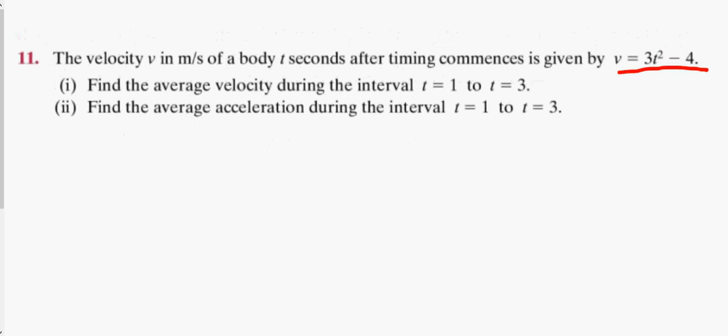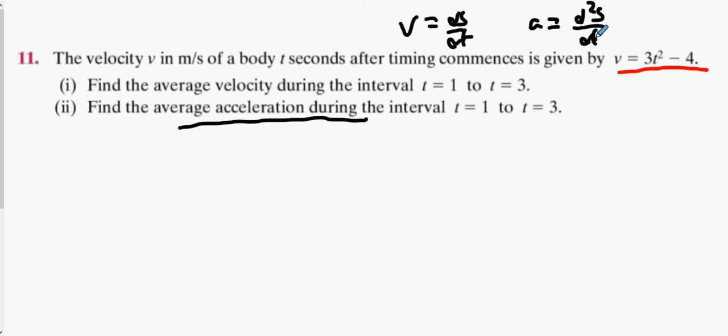Now, find the average acceleration. Do I know the acceleration yet? No. Does it say anything like average acceleration during the interval? It means I need an equation for acceleration, don't I? Ah, we have it. Velocity is the first derivative. Acceleration is the second derivative. What's the second derivative of 3t squared minus 4? Just 6t, isn't it?